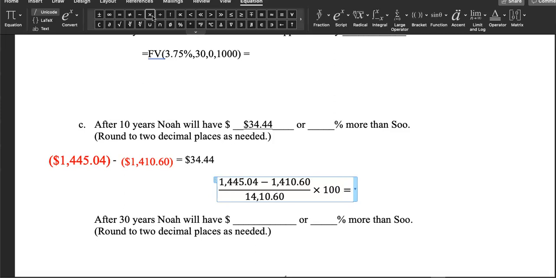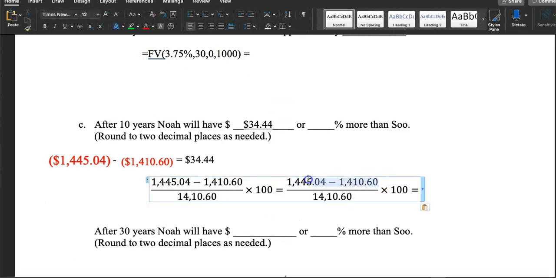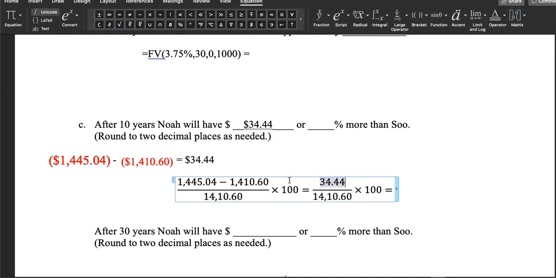And we already subtracted the numerator, didn't we? And we got the numerator, the subtraction, to give us what number? 34.44. So do this: 34.44 divided by 1,410. Hold on a second. I shouldn't have a random comma over there. I should have a comma after the 1. Okay, that's better.